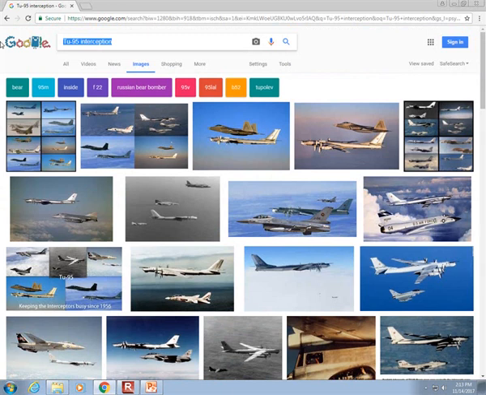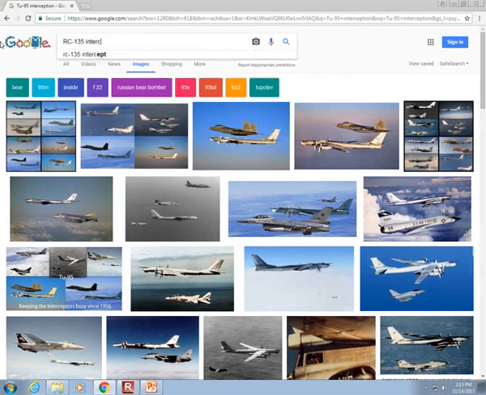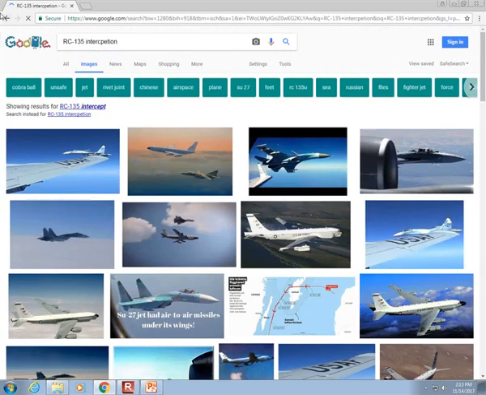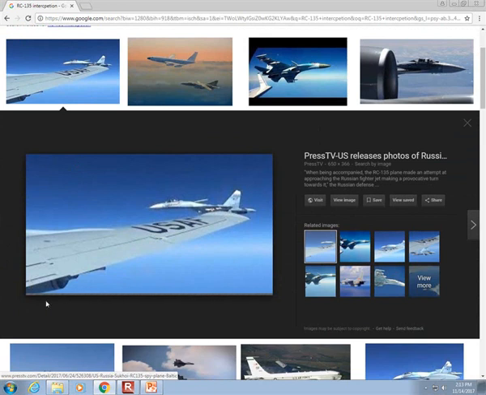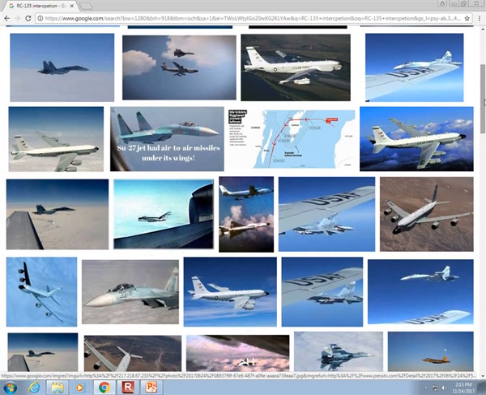So if we typed in RC-135 interception, I can't type here. So look, here's an RC-135. Oh, this isn't, is that an RC-135? And look at that. Here's a Russian fighter that came up to say, yo, yo, yo, what's up? It's just that kind of picture doesn't get published in the United States very often. No, you're in international airspace. You don't have to do what anybody says if you're in international airspace.